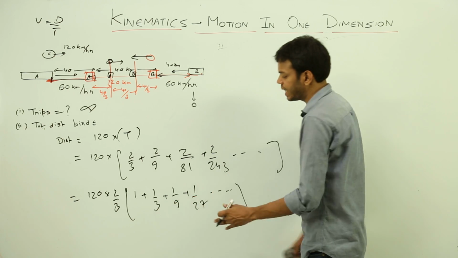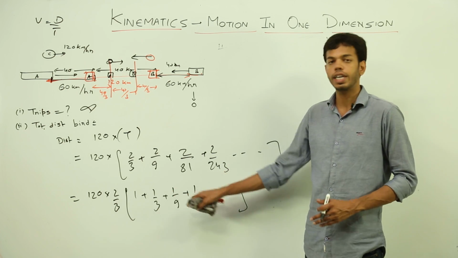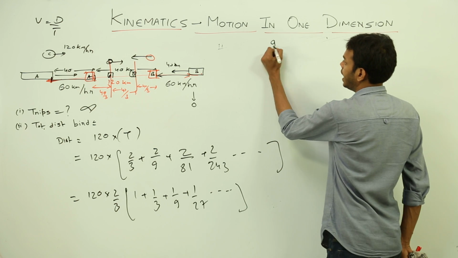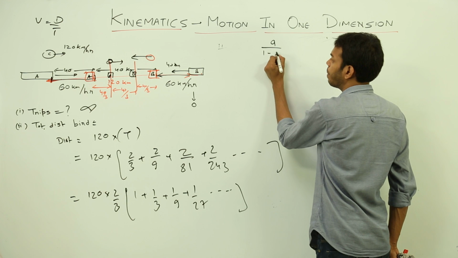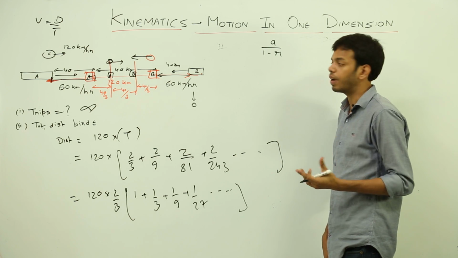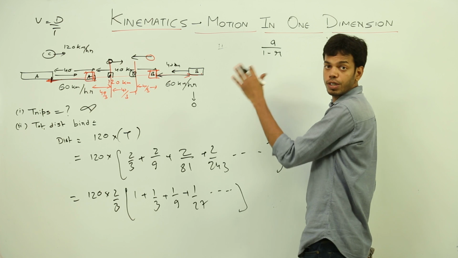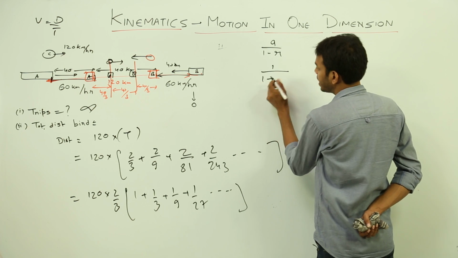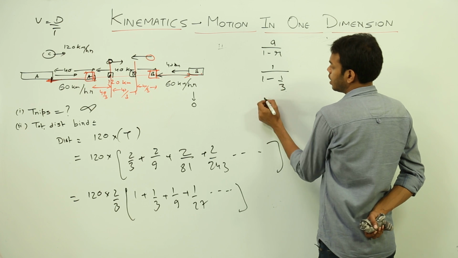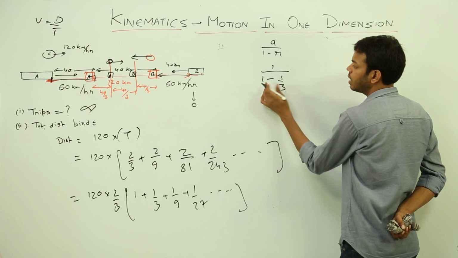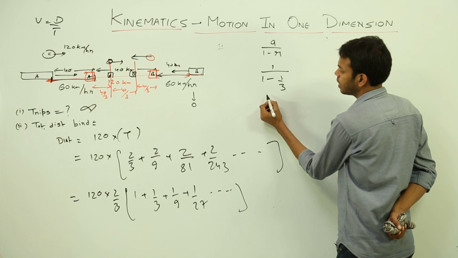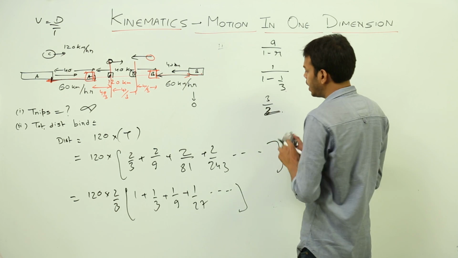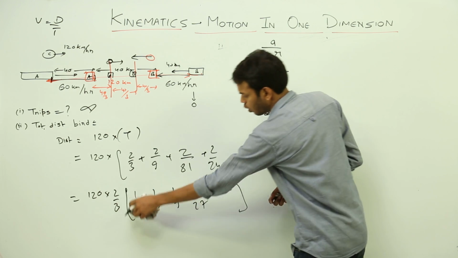This is the basic geometrical progression for which you already have the formula. What is the sum of GP for infinite terms? A over 1 minus R. A is the first term, R is the common ratio. This is the sum of GP up to infinite terms. So I will be left with A, which is the first term, 1, over 1 minus the common ratio, which is 1 upon 3. So 3 multiplied here, 3 minus 1 is 2, and 3 goes up. So 3 upon 2, right?